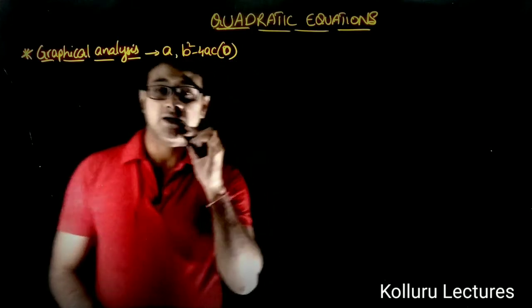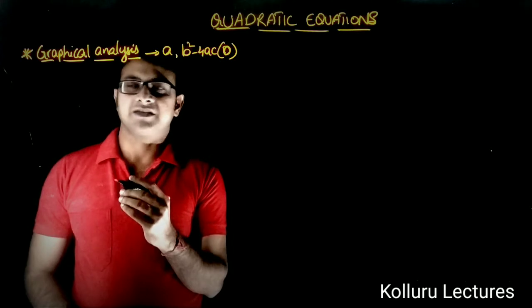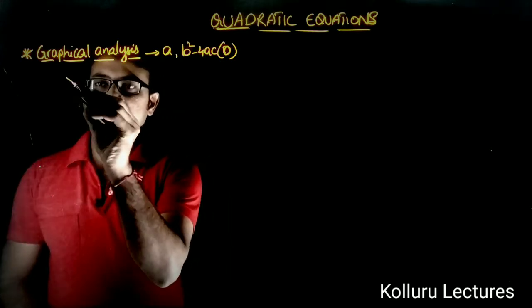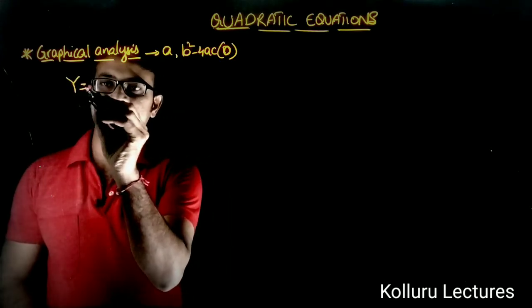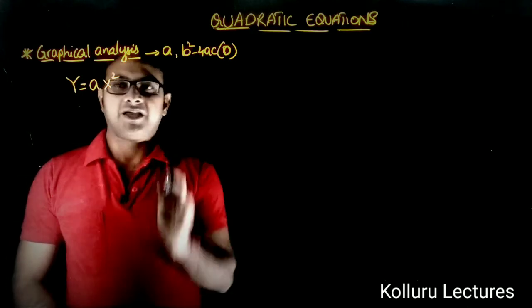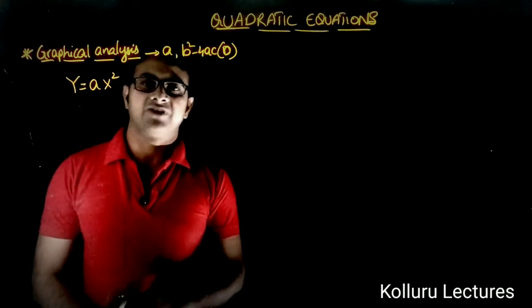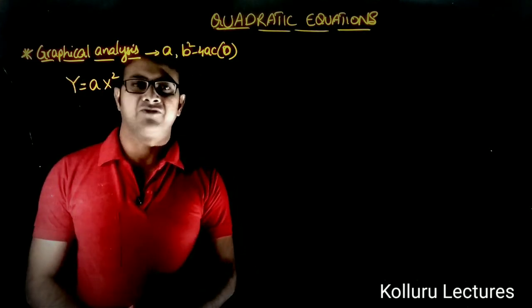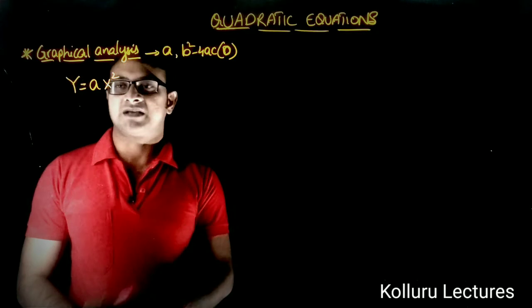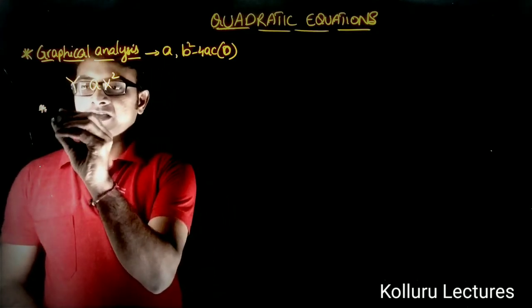So now here let us have a look at a. As per yesterday's equation, y is equal to ax square. If a is greater than 0, the graph will be in one way, and if a is less than 0, the graph will be in the other way. So now let us have a look at the following equations.